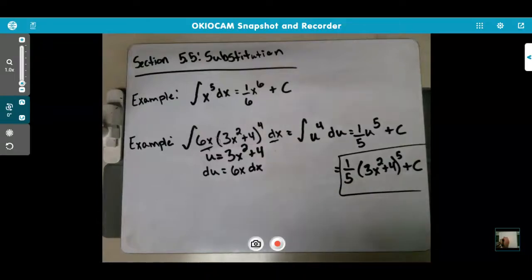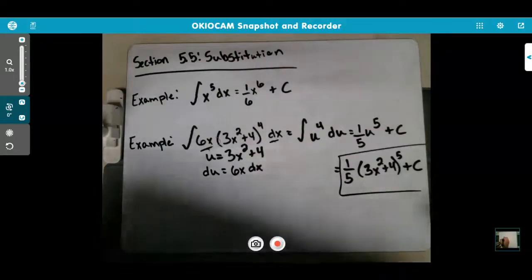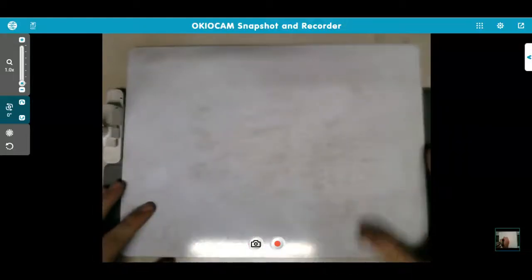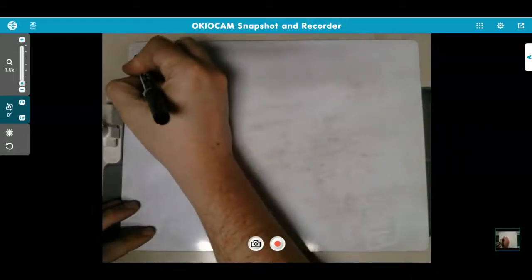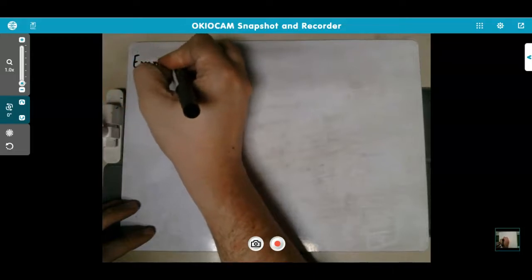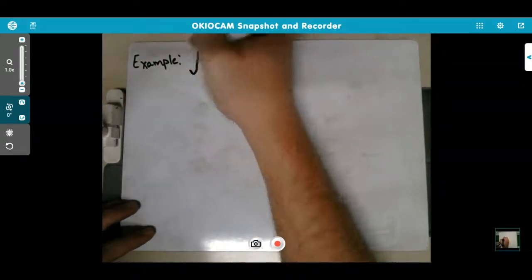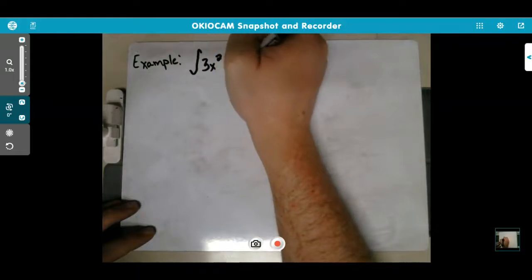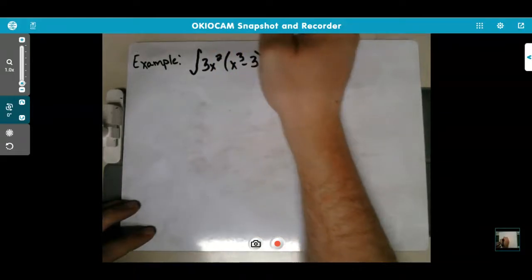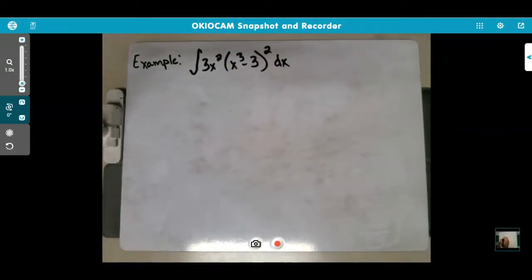Let's do another example. Let's do the integral of 3x squared times x cubed minus 3 squared dx. So the same thing here. This is a lot of terms that looks like a whole mess. I want to try to rewrite this into a term that's not very hard.